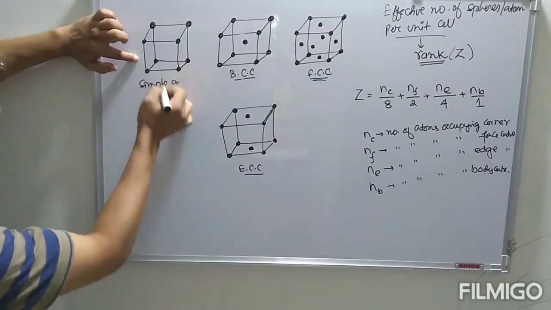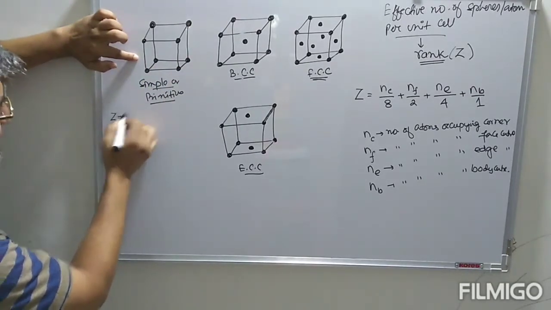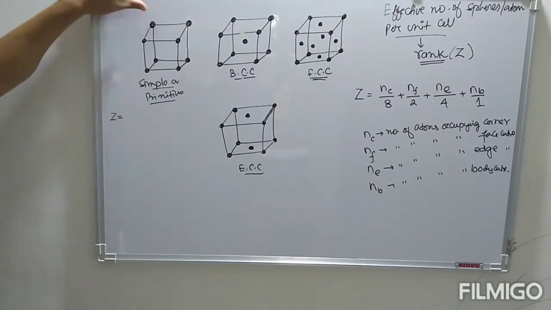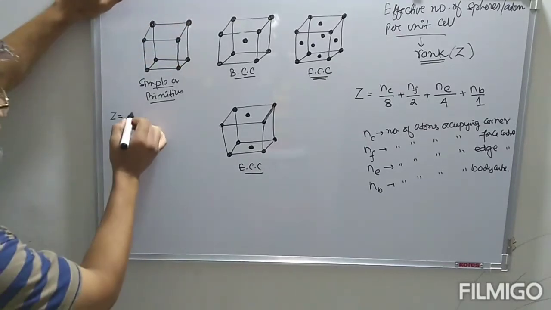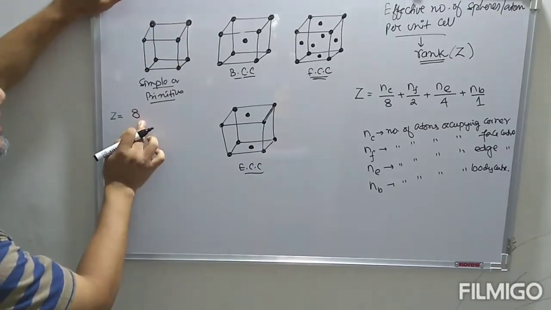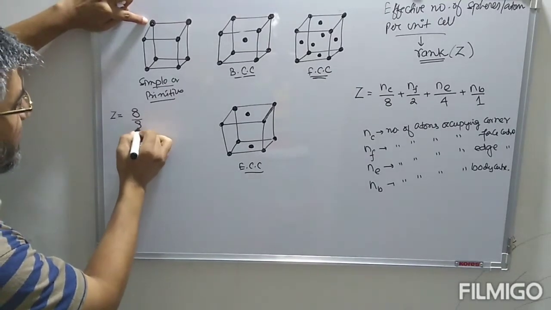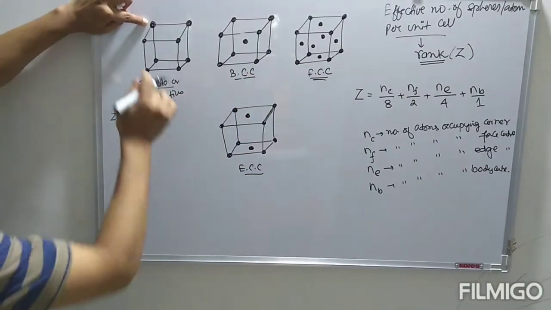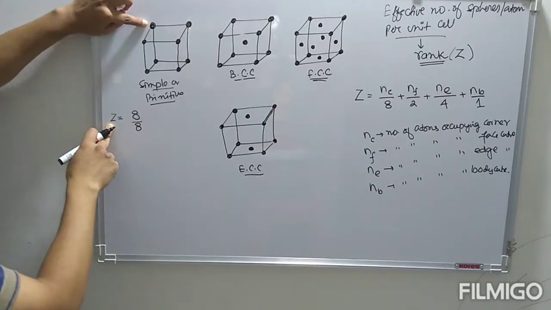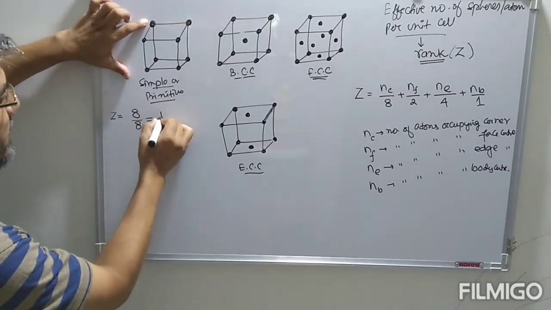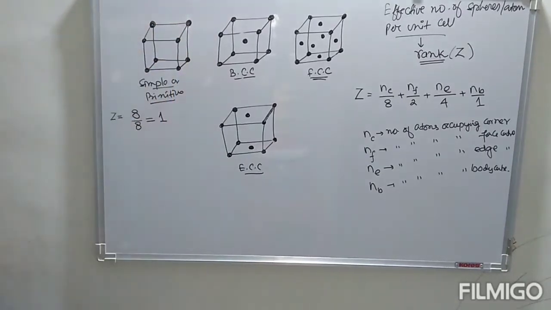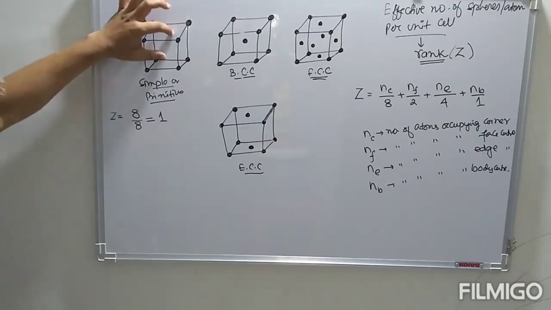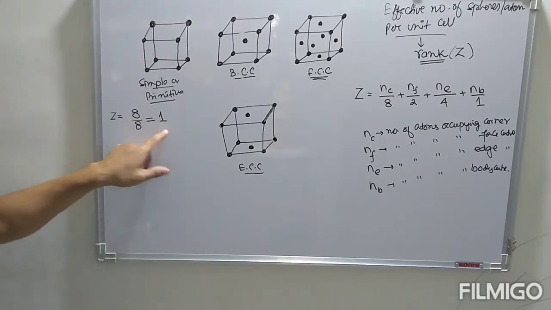So therefore look at this. In case of this simple or primitive unit cell, we have only corners. So how many corners? 1, 2, 3, 4, 8 corners. Number of corner atoms is 8, and contribution of each corner atom is 1/8. There is no face center atom, no edge center atom, no body center atom. So effective number of atoms per unit cell of a simple primitive unit cell is 1. Though we have 8 spheres to construct a simple or primitive unit cell, effectively only 1 sphere is present per unit cell.